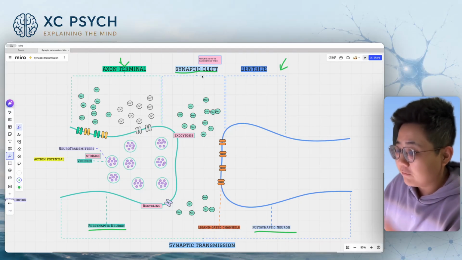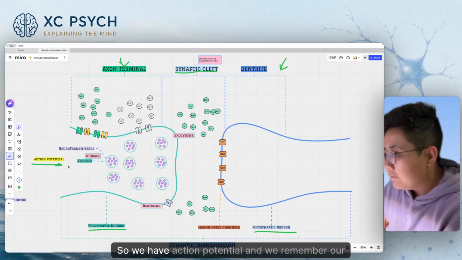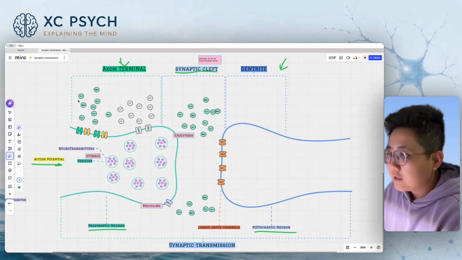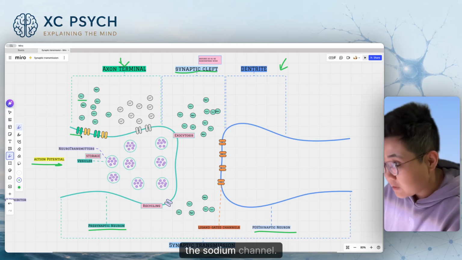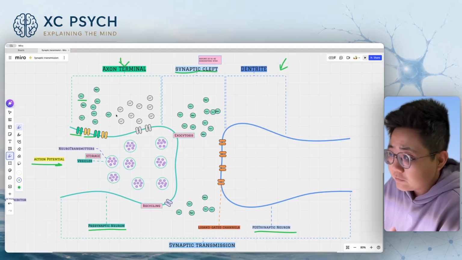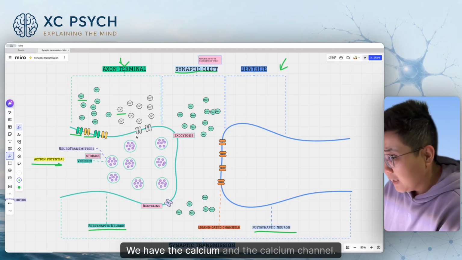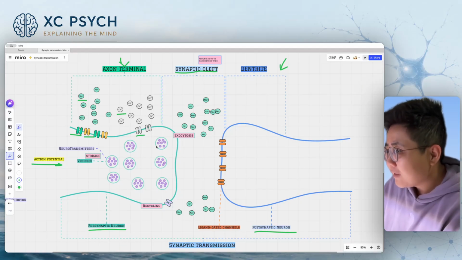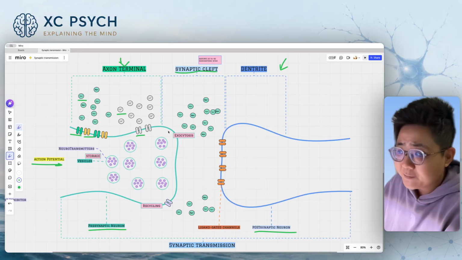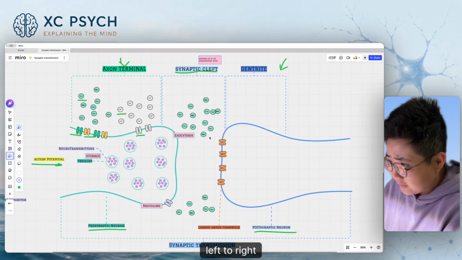Let's start from the action potential, right? So we have the action potential, and we remember our old friends here. We have sodium, the sodium channel. We have potassium, the potassium channel. We have some nuclears joining in. We have the calcium and the calcium channel. And there are some other things that we need to address, but let's go from left to right.